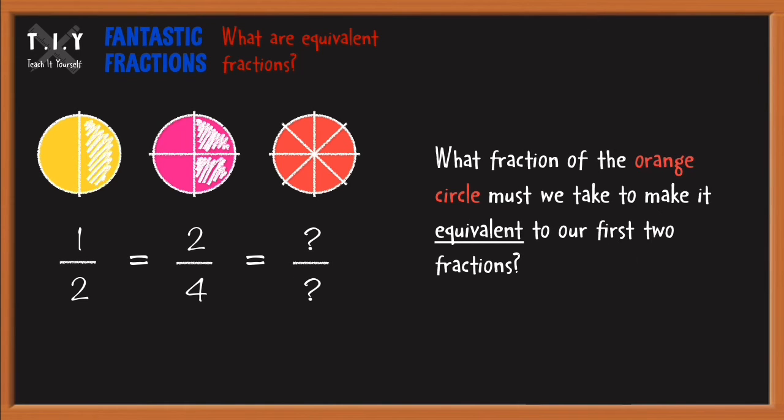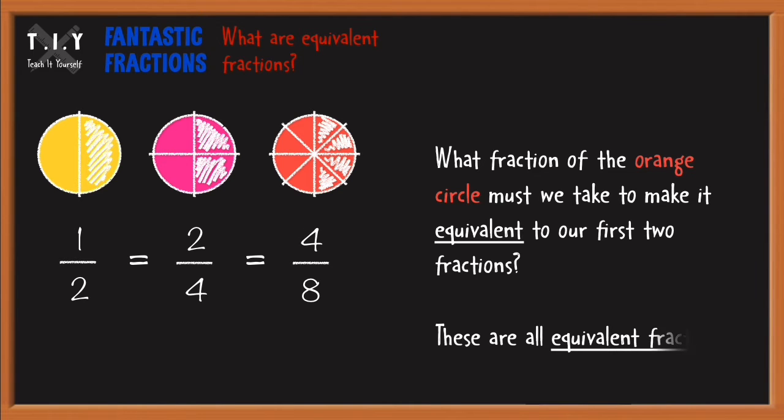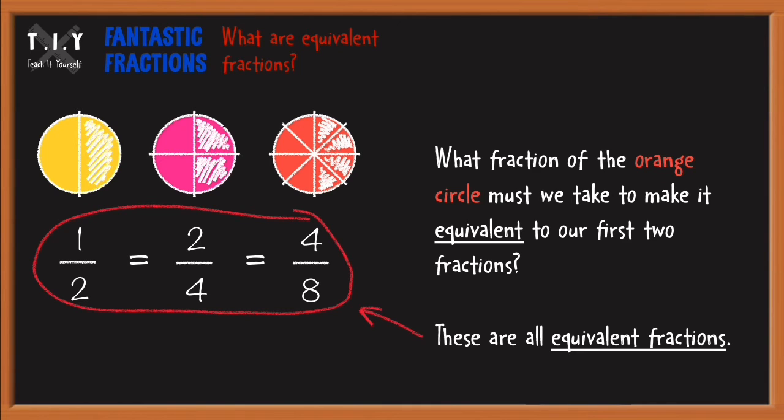What fraction of the orange circle must we take to make it equivalent to our first 2 fractions? The orange circle has been divided into 8 equal parts. We have to shade 4 parts of our orange circle in order to make our equivalent fraction. So 1/2, 2/4 and 4/8 are all equivalent fractions.